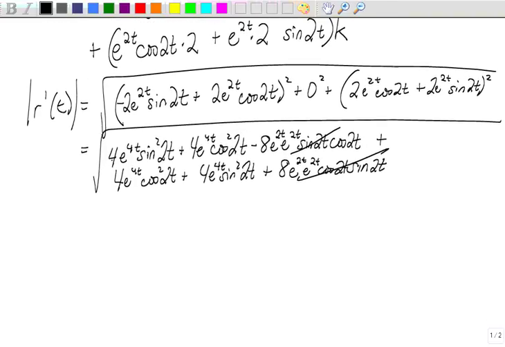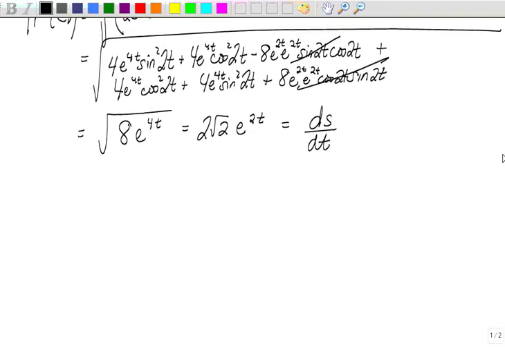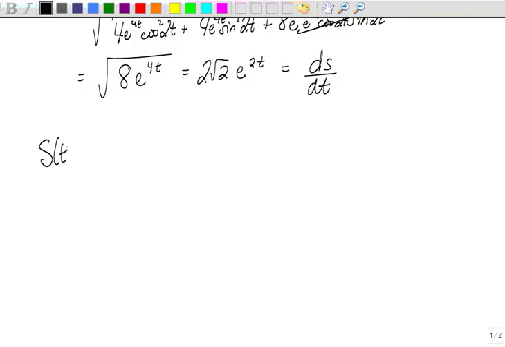Here I have 8 sine squared e to the 4t plus 8 cosine squared, so the 8 and the e to the 4t can get factored out. Cosine squared plus sine squared is 1. So that's going to be 2 square root of 2 e to the 2t. And that's what ds dt is. So then I integrate that. And the integral of that is 2. Well, I'll just write it all out.